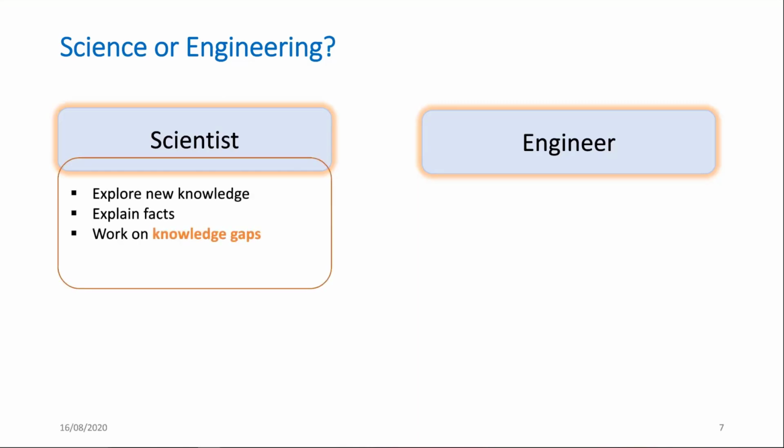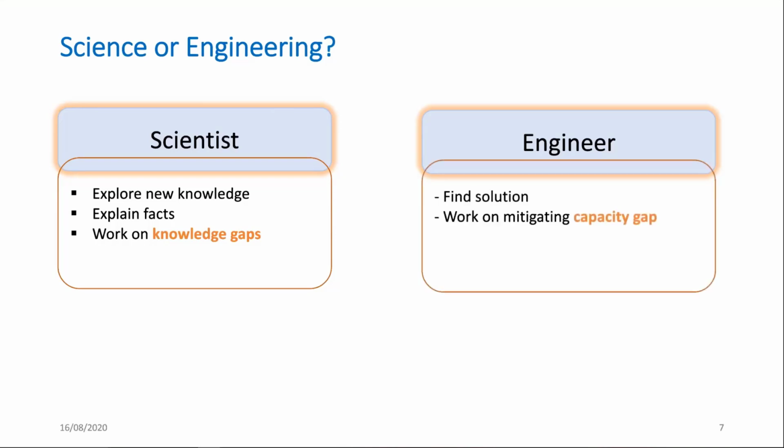Whenever you're talking about scientists, their role is quite specific. They explore new knowledge, they explain facts, and they work on knowledge gaps particularly. But engineers, they find solutions and they work on mitigating the capacity gap. So there is one knowledge gap and there is another capacity gap. So we are actually providing the capacity gap.